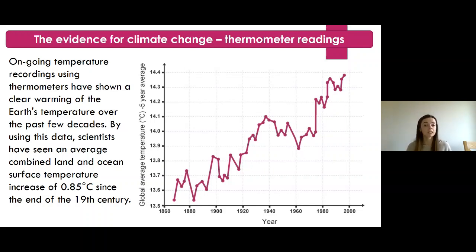So first up is thermometer readings, but this only goes back to around 1850, 1870, the end of the 19th century. So, ongoing temperature recordings using thermometers have shown a clear warming of the Earth's temperature over the past few decades. By using this data, scientists have seen an average combined land and ocean surface temperature increase of 0.85 degrees since the end of the 19th century.